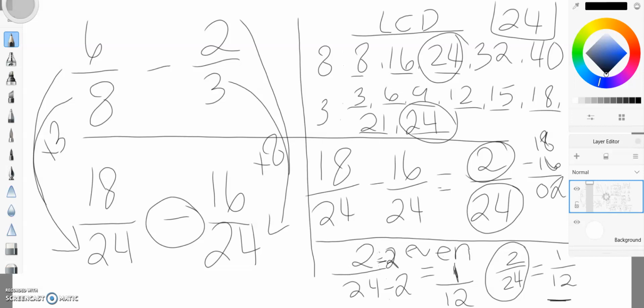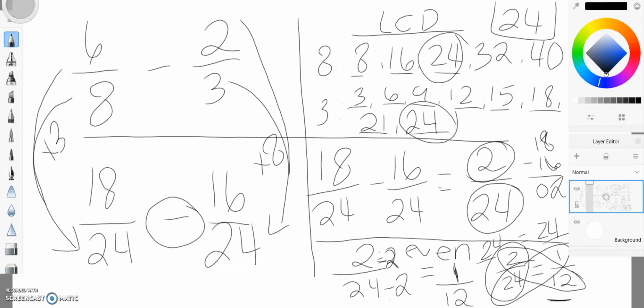One way you can check if you reduce correctly is to see if these two numbers are equivalent. And if we look to see if they're equivalent, all we have to do is our butterfly method. So we do 12 times 2, that would be 24, and 24 times 1, that would be 24. So if those two numbers are the same, we know that they are equivalent. So we did our math correctly. 2 over 24 reduces to 1/12.